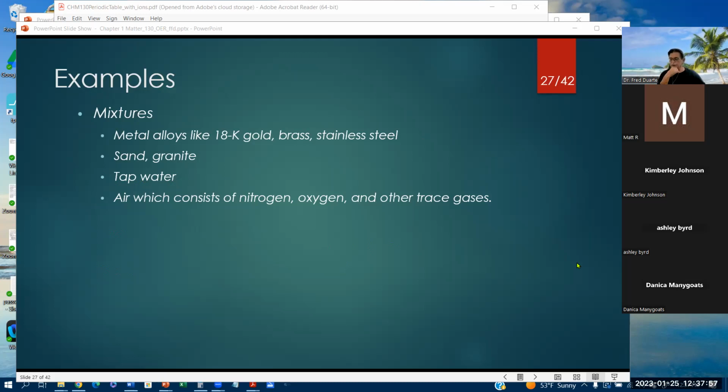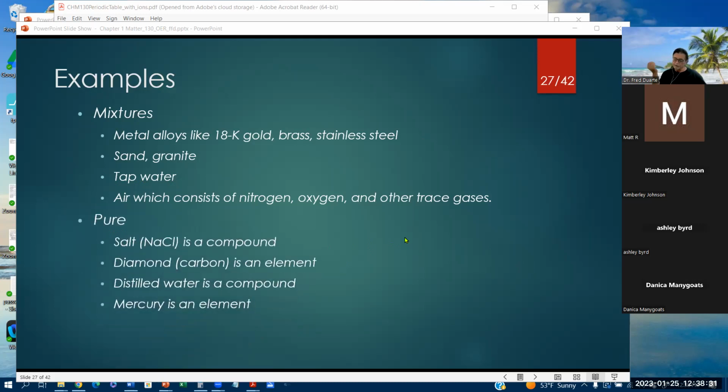Sand, granite, tap water. The tap water that comes out of your sink definitely is not pure. It is a mixture of all kinds of things, all kinds of salts. Notice I use the term salt, like calcium carbonate, sodium chloride, potassium. Not to mention, you may even have some organics in there, pesticides, herbicides, etc. And the air around us is an example of a mixture. We've got all kinds of nitrogen, oxygen, carbon dioxide, good examples of mixtures.